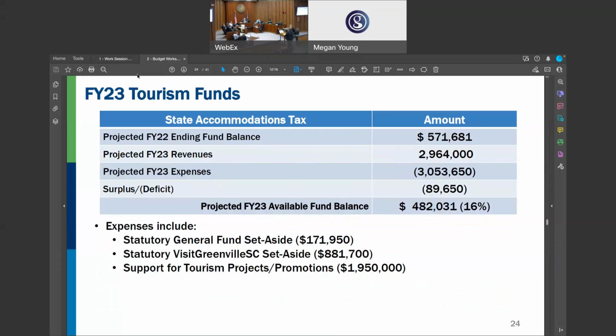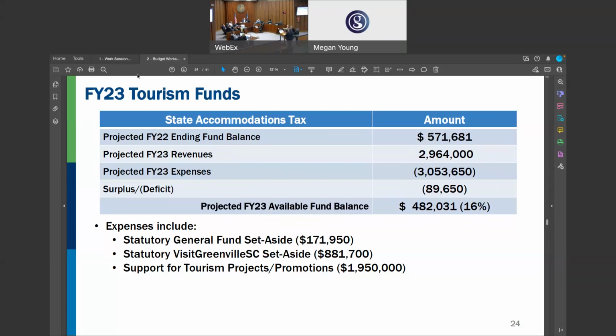So out of these funds, the legally prescribed use is 5% plus 25,000 goes to the general fund. So that's almost 172,000. The next 30% goes to Visit Greenville SC. So that's about 880,000 for next year.